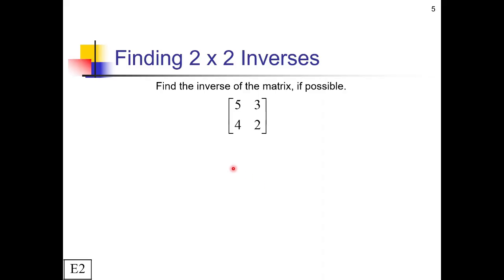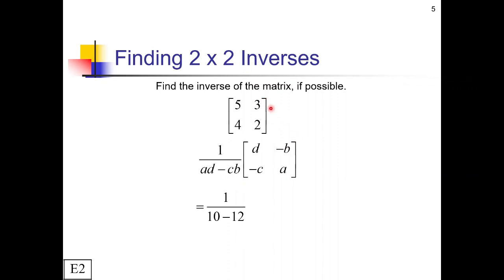Here's another example for you to try. Pause the video and give this one a shot. All right, so same formula as before, 1 over AD minus CB and all the rest of this stuff. So we've got, in this case, 1 over 10 minus 12.